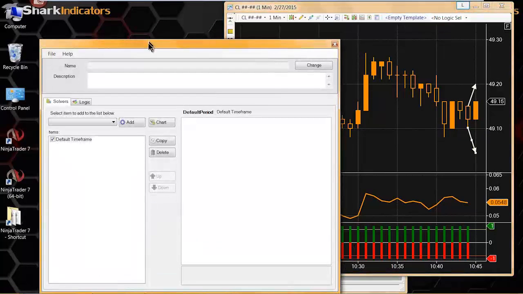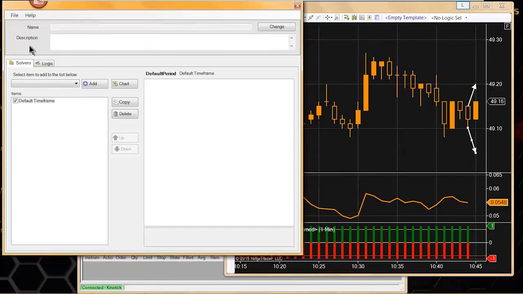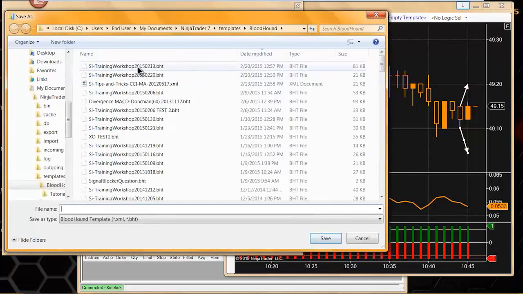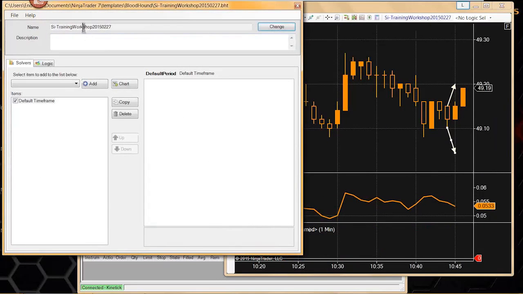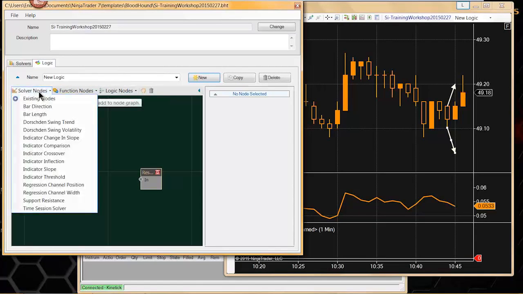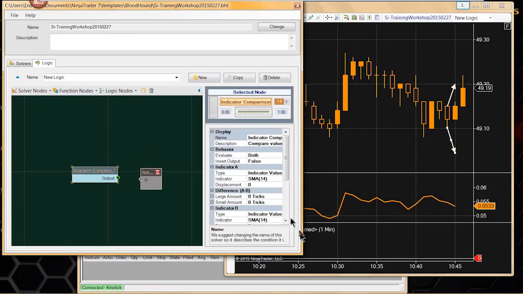And solvers do have an ATR measurement built into them, so this is going to be fairly simple. Let me first set up the file name for today. There's the BloodHound file name for this week's workshop. And let me just create a new logic template, and I'll name it later. For now, let's just throw an indicator comparison in there.